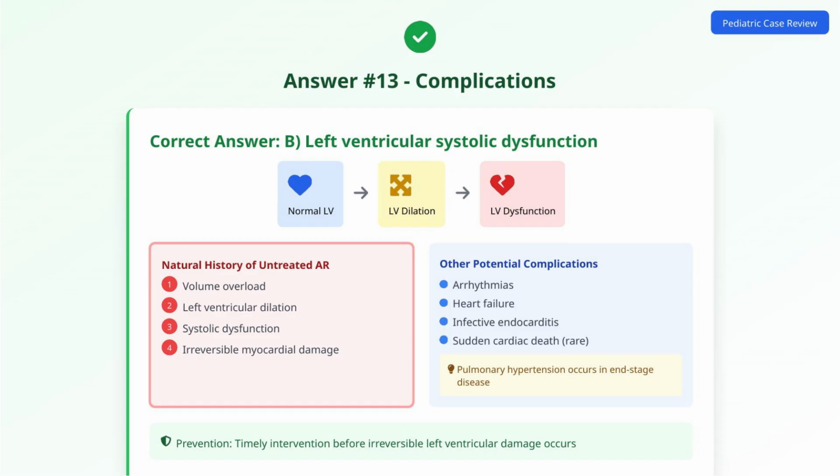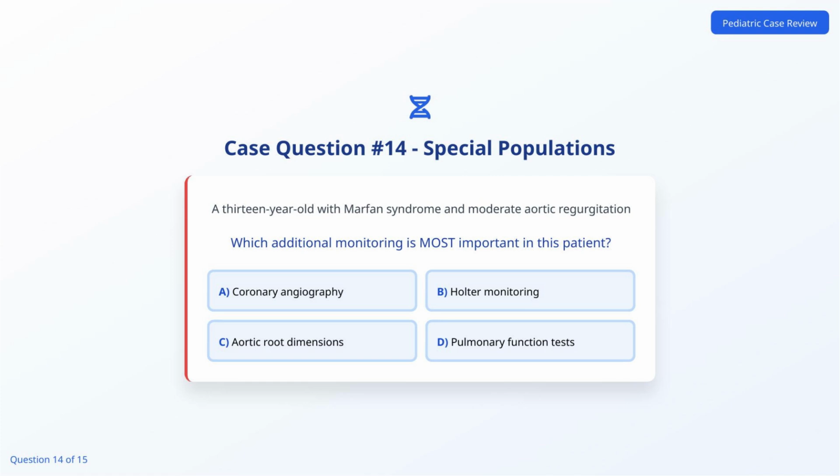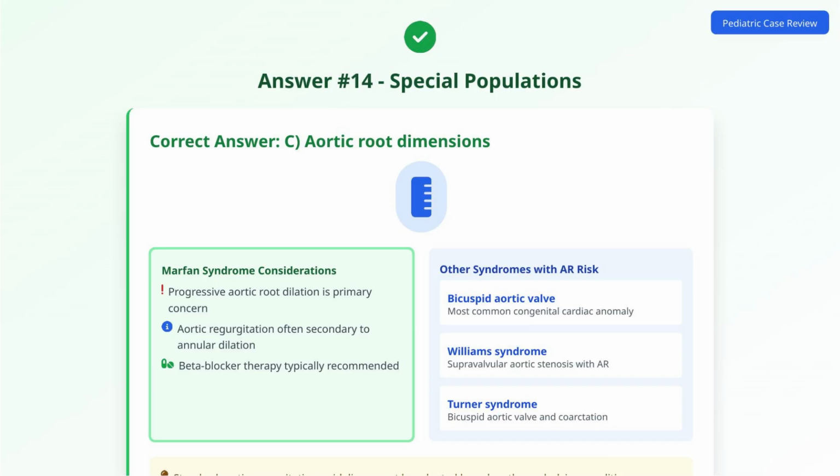A 13-year-old with Marfan syndrome has moderate aortic regurgitation. Which additional monitoring is most important in this specific patient? Is it A, coronary angiography, B, Holter monitoring, C, aortic root dimensions, or D, pulmonary function tests? The correct answer is C, aortic root dimensions.